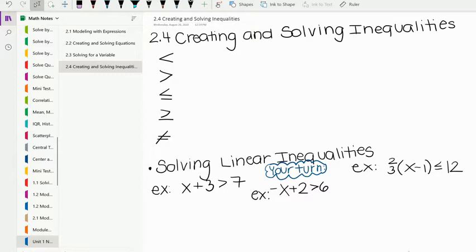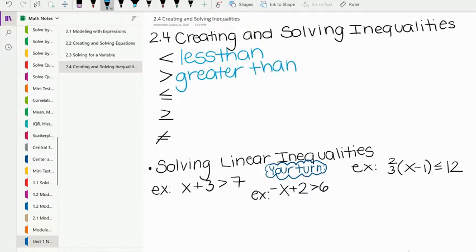We are going to be doing section 2.4, which is creating and solving inequalities. So the first one is less than. And so you guys should definitely remember these from even elementary school. The next one we have is greater than.